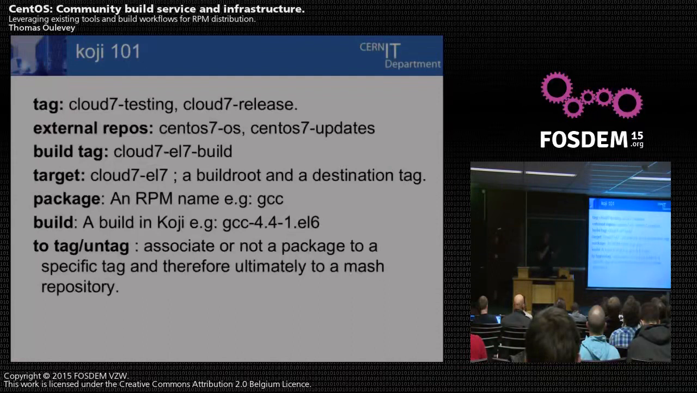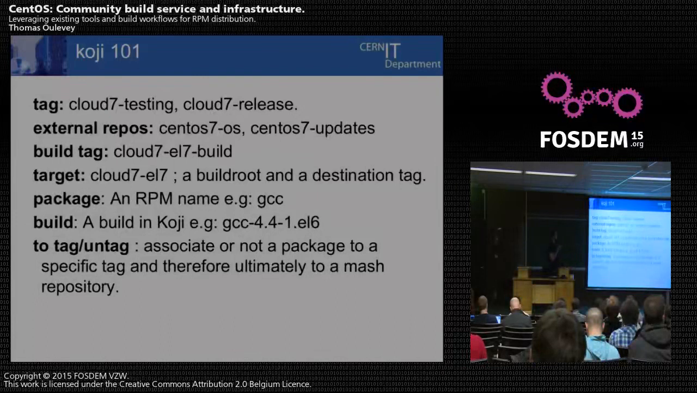There are a lot of different terms to describe Koji, so please bear with me. I have a full example on the next slide. It will be easier to understand, but I will just state quickly. Koji has different tags, which are where the package ends up. Then you have external repos, which are all the repositories that we use to build. So mainly CentOS 7 OS, updates, extras, CentOS 6 OS, updates, extras. All these repositories are defined in Koji.